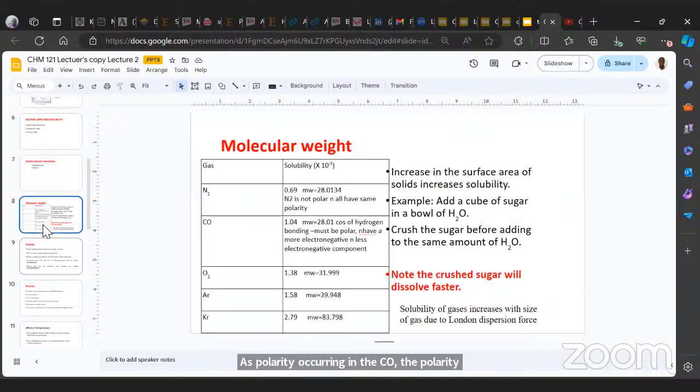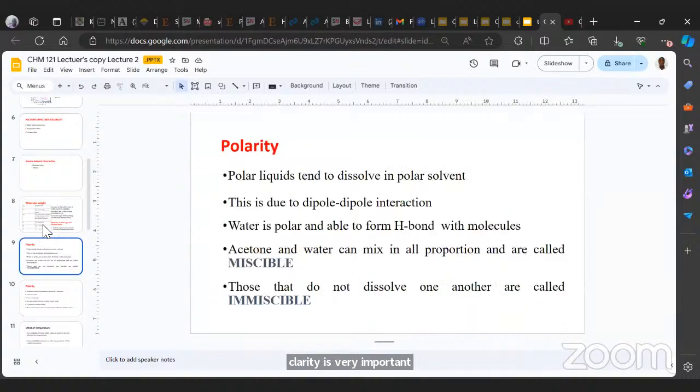When you are dealing with gases, molecular mass is most significant. Polarity plays a role, but the molecular mass is most significant because as the surface area increases, solubility increases. When you're dealing with liquids, even though molecular weight is important, the polarity plays a more significant role in predicting the solubility.